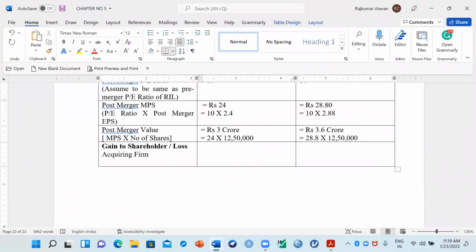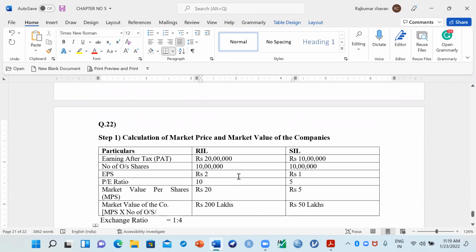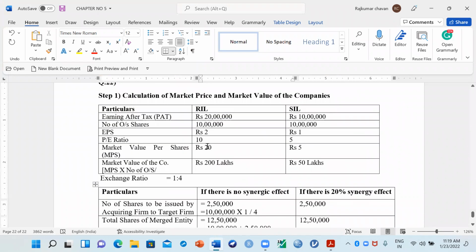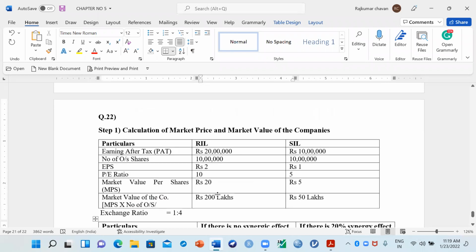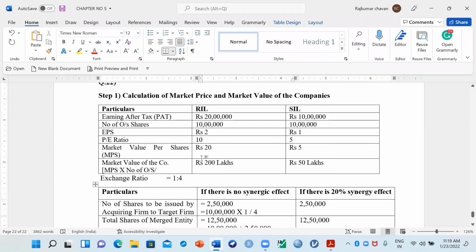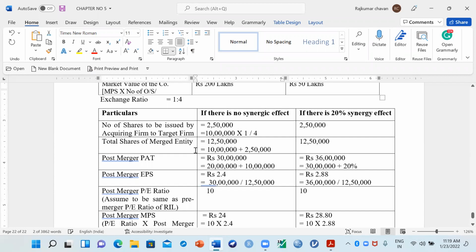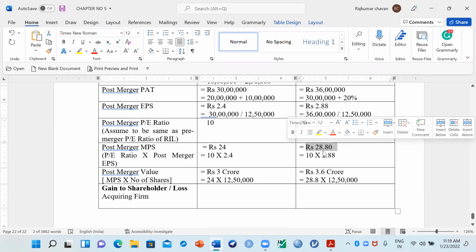Now, can you see these companies? Before the merger, the market value per share was 20 rupees. Now the post merger market value is 24 rupees, right? So there is an increase in the market price per share. From 20, it has gained to 24. And if there is a synergic effect, the market value was 20 and suddenly it has gone to 28.8. There is an increase in the market price per share.